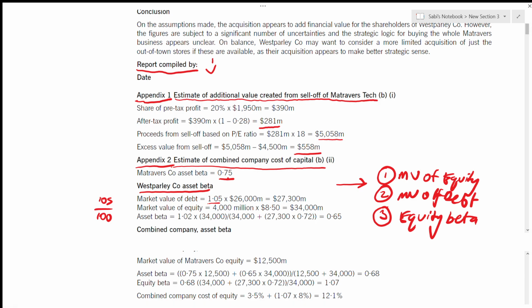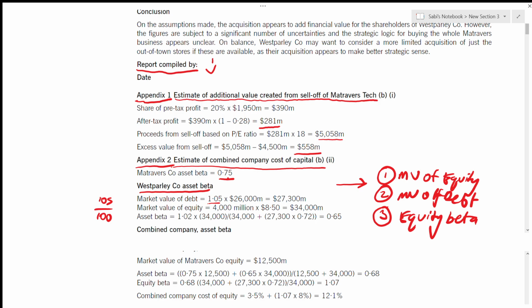When you are given the book value, you always have to find the market value. You cannot work in two different things. For example, suppose you are given the market value of equity and you are working with the book value of debt. So it cannot be market value of equity and book value of debt. Both have to be book value or both have to be market value. Both have to be in the same thing. Okay. So market value of debt and market value of equity, right? 4,000 million shares, each trading at 8.5. So just multiply and you are getting equity and debt.